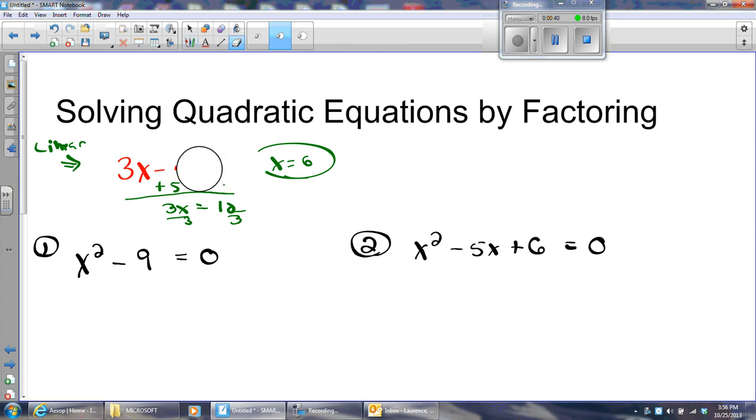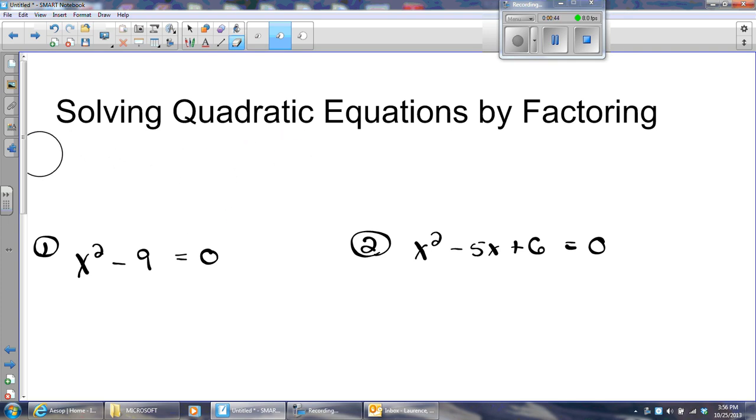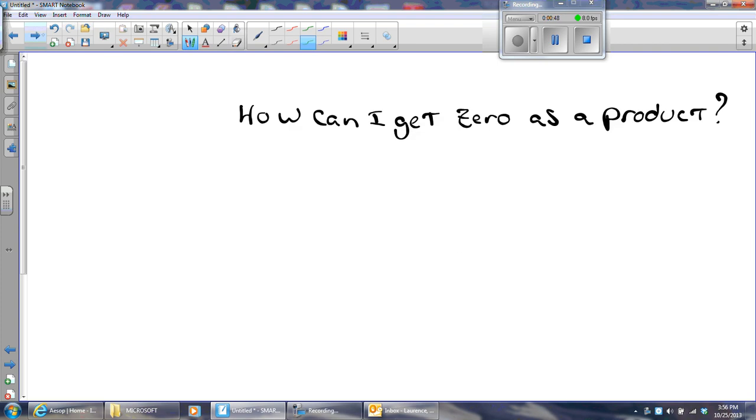One method we might use to solve a quadratic equation is factoring. Yeah, we're going to factor. Okay, now before we do, I need to ask you this question. How can you get 0 as a product? Well, in other words, what multiplication problem could equal 0?